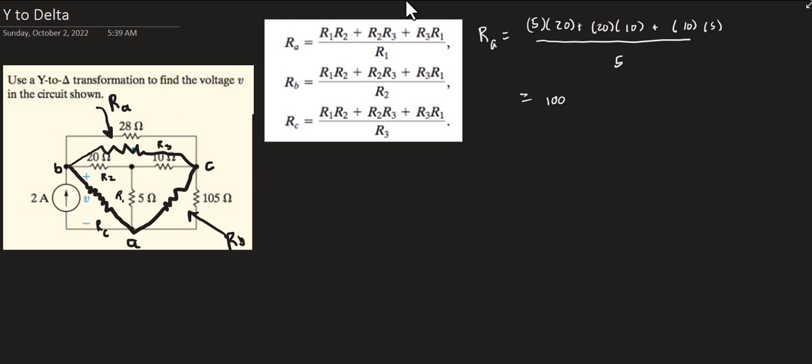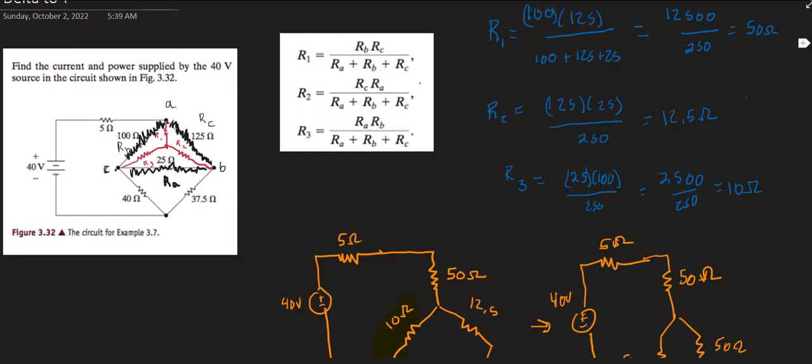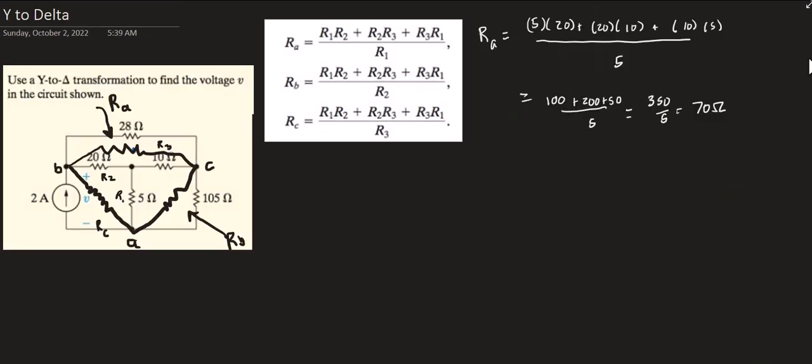So that's 100 plus 200 plus 50 over 5, which is 350 over 5, which is 70 ohms. Hey, that matches something in my notes. All right, now notice that the numerator is the same for all of them, just like when we were doing delta to Y, the denominator was the same for all of them. So RB, I already know the numerator is going to be 350.